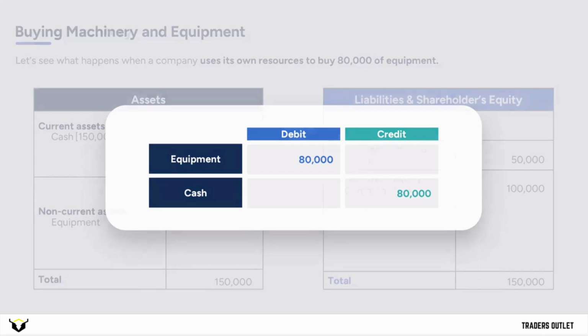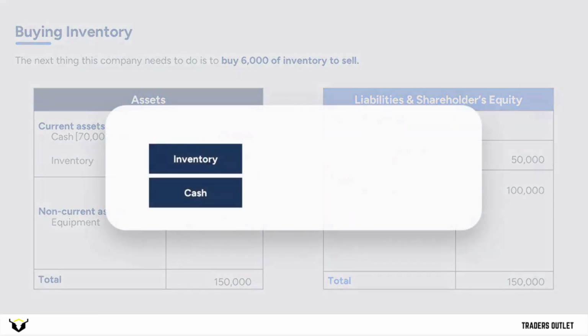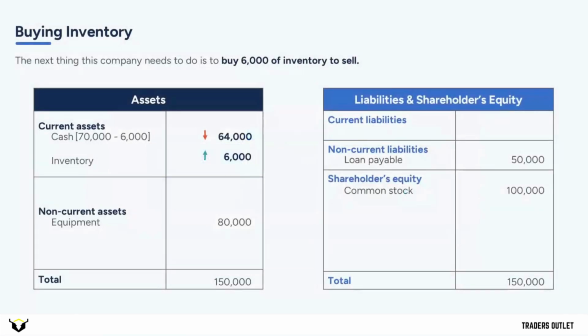The next thing the company needs to do is buy $6,000 of inventory, which it intends to sell. Again, we are swapping one asset for another asset. Inventory is a current asset that is increased, so we're going to debit that, and cash has decreased by $6,000, so we're going to credit that. You can see that the balance sheet still balances, and total debits equals total credits.